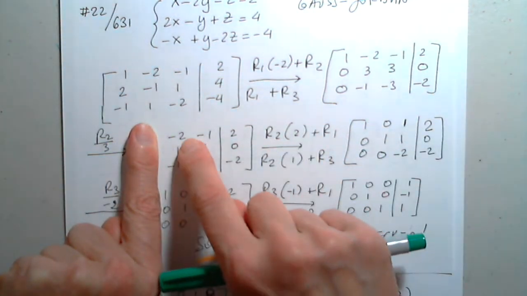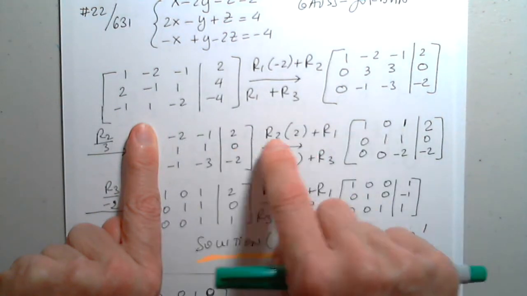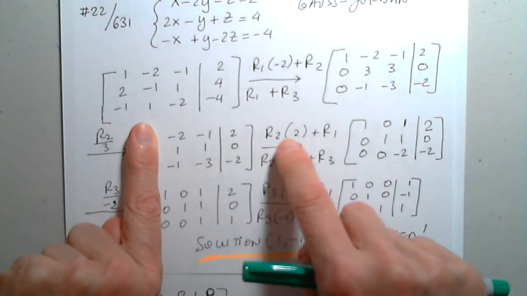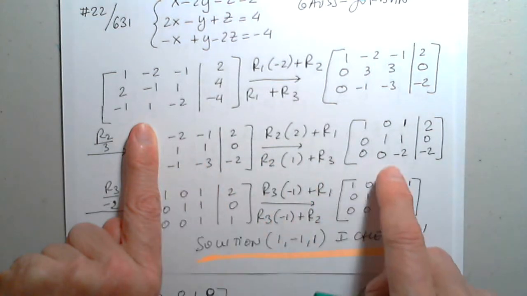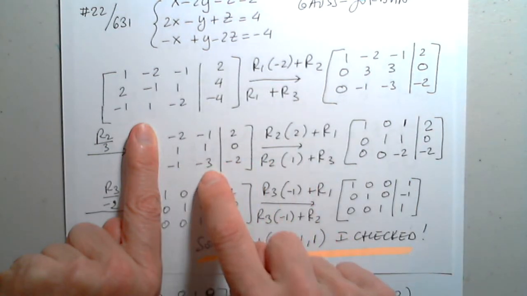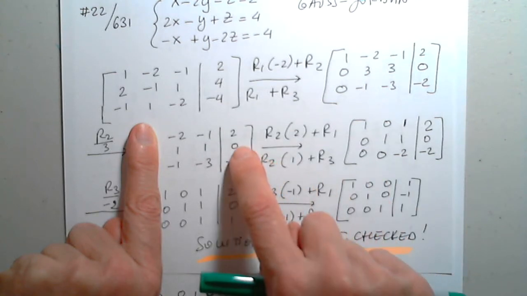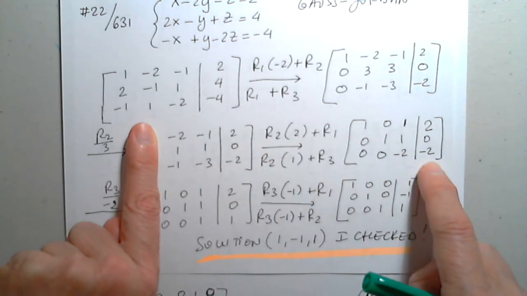So 2 times 1 minus 2 is 0. 2 times 1 minus 1 is 1. 0 times 2 is 0 plus 2 is 2. 1 times 1 minus 1 is 0. 1 times 1 minus 3, negative 2. 1 times 0 is 0, minus 2 is minus 2.